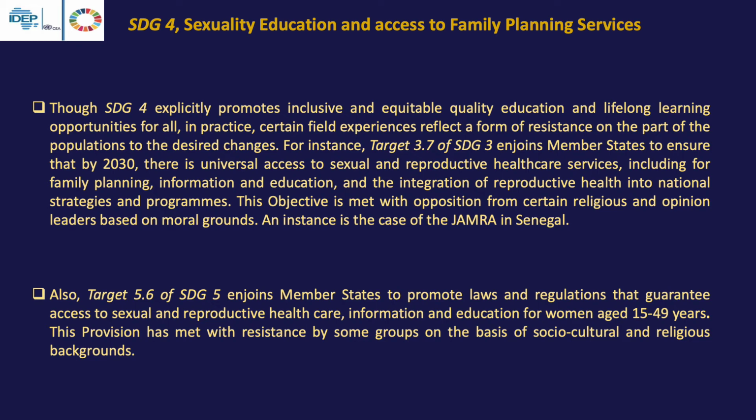An example is the group in Jamra in Senegal that opposed the implementation of this target as a result of religious and moral differences. Also, Target 5.6 of SDG 5 enjoins member states to promote laws and regulations that guarantee access to sexual and reproductive health care, information, and education for women aged 15 to 49 years. This provision has also on its own met with resistance by some groups on the basis of sociocultural and religious backgrounds.